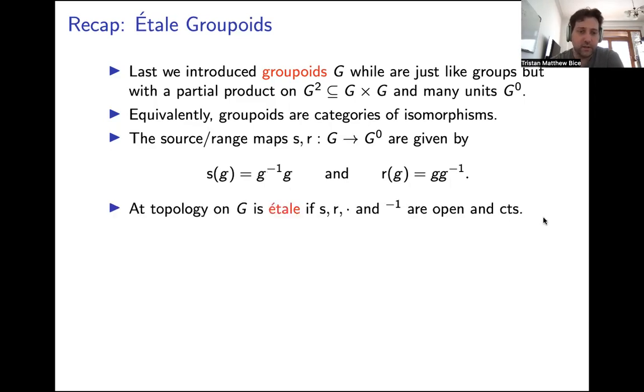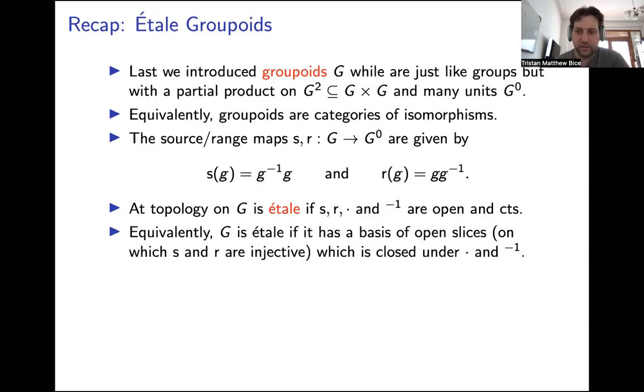Okay, and the topology on a groupoid is very important, particularly when we want to define certain C-star algebras from them. So remember, we defined a topology on G to be Étale if all those structure maps, the source map, the range map, the product where it's defined, and the inverse are all both open and continuous maps. Open, remember, means the forward image of an open set is open. Continuous means the inverse image of an open set is open. And you need both if you really want to do C-star algebra theory with these Étale groupoids.